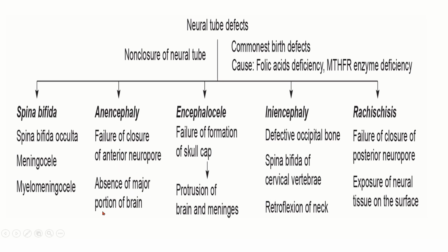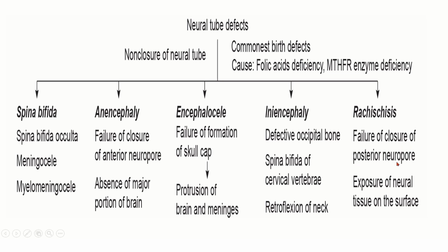So there is absence of a major portion of the brain. Encephalocele is failure of formation of the skull cap, through which there is protrusion of brain and meninges. Anencephaly: defective occipital bone, spina bifida of the cervical vertebra, retroflexion of the neck.